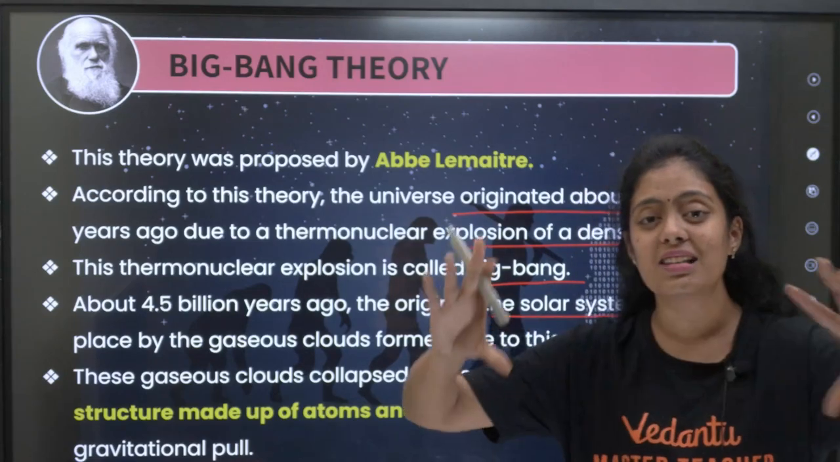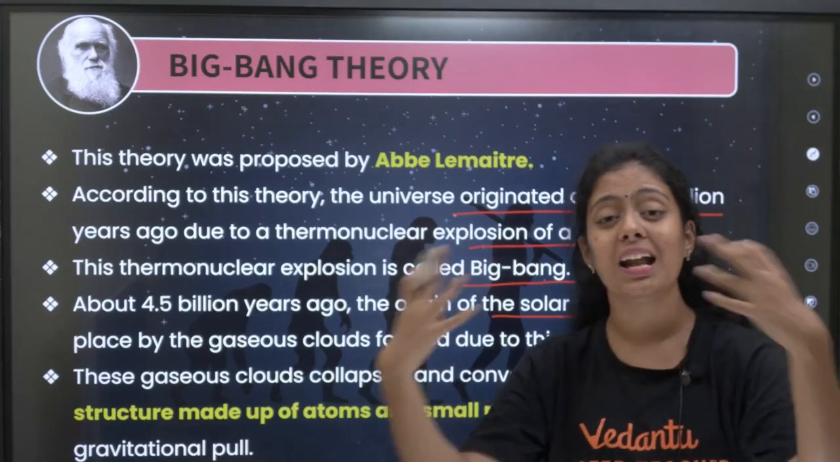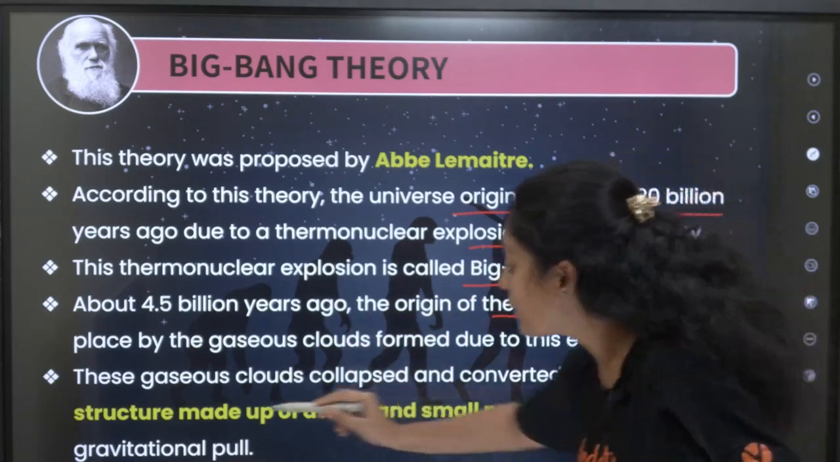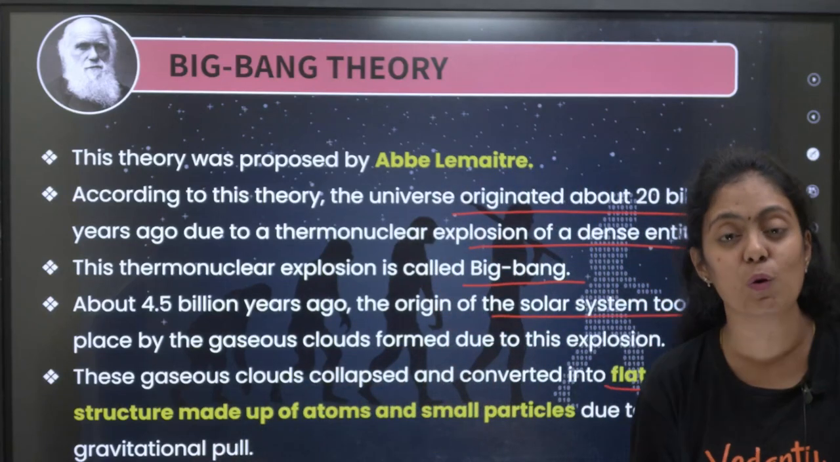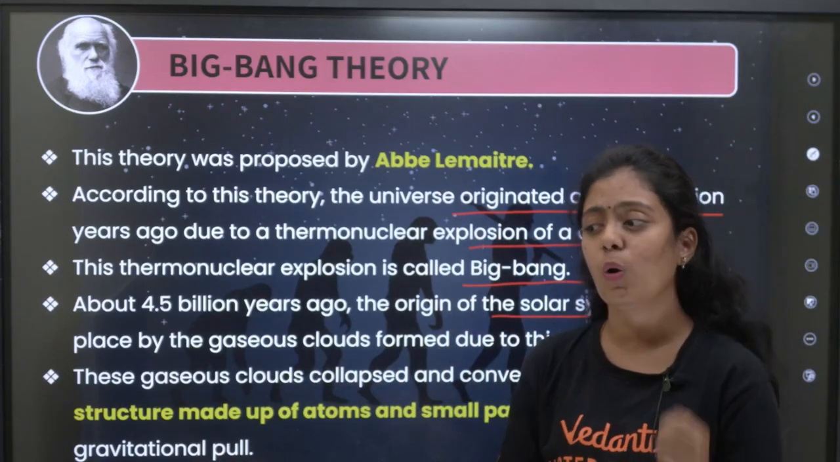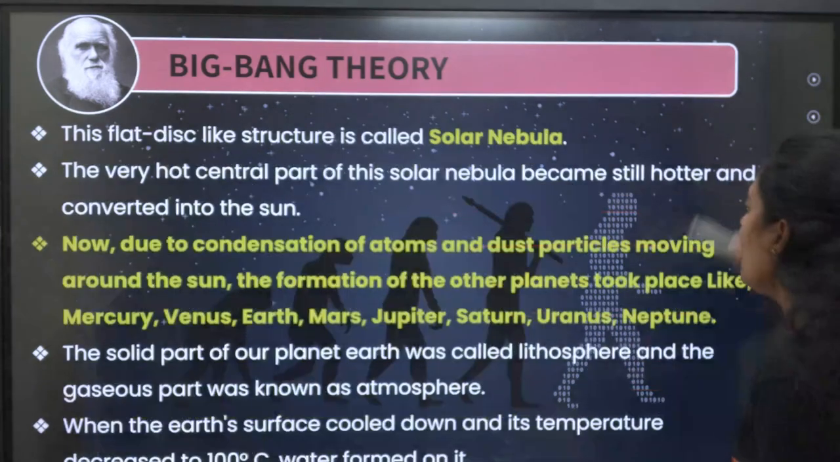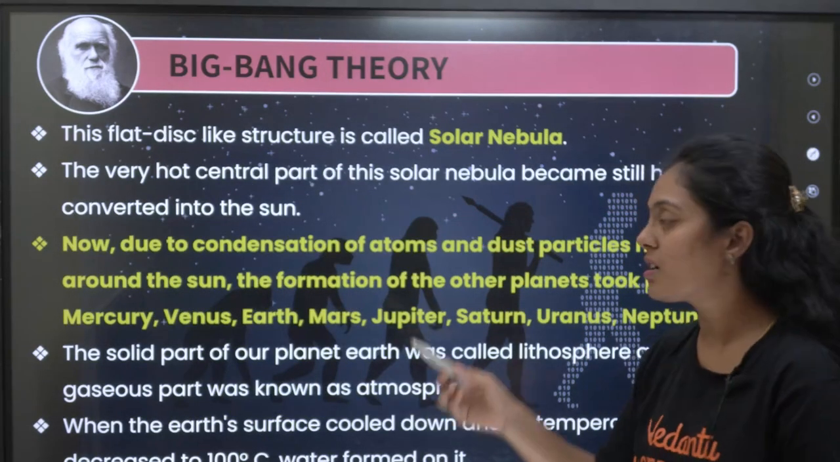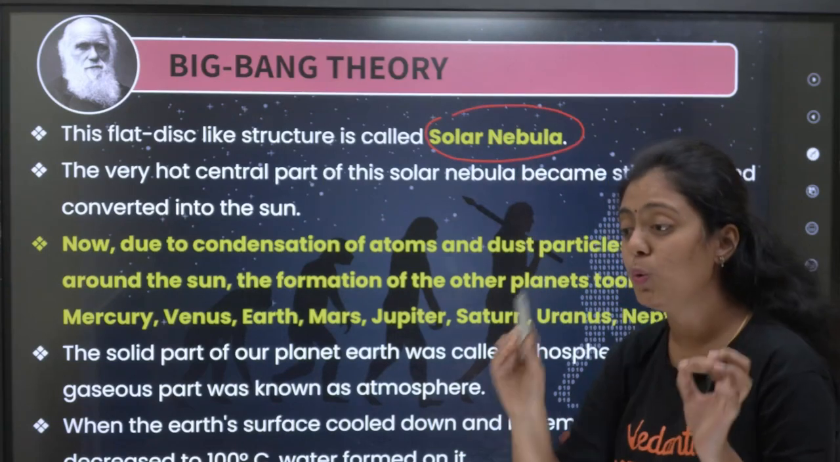So in the disc-like structures, they started forming. Your planet started forming. Why? Because of your gravitational force. That force played a very vital role in this Big Bang theory. This flat disc-like structure is called solar nebula.